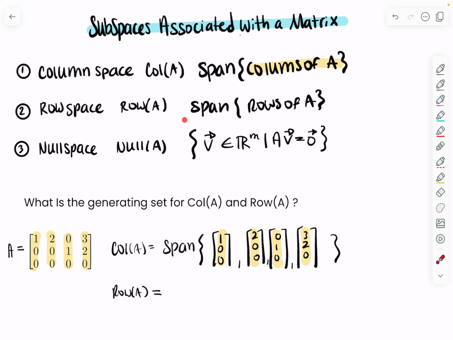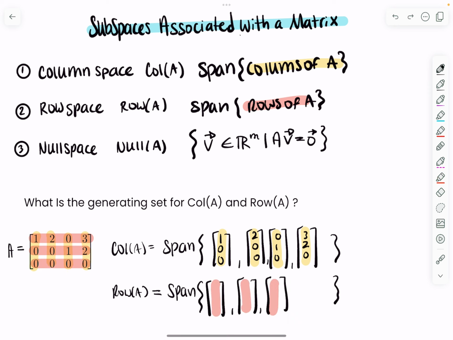Now what about the row space of A? Well, the row space of A is the span of the rows of A. You're going to write span, and you're going to take each row. We have 3 rows. They are vectors, and then just plop the numbers in there. So we have 1, 2, 0, 3. The second row is 0, 0, 1, 2. And the third row is 0, 0, 0, 0. And that is the row space of this matrix A.